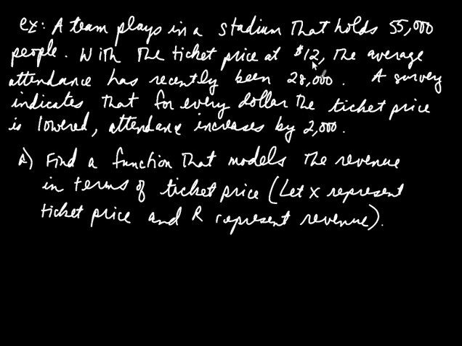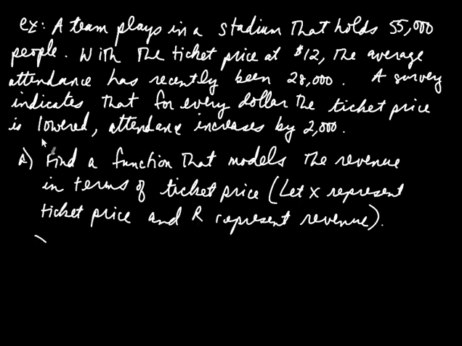Okay, so if you drop the ticket price down to $11, for example, the attendance is going to go up by 2,000 to 30,000. And if you make the ticket price $10, it's going to go up by 4,000. That's what this is telling us. Okay, we want to find a function that models the revenue in terms of ticket price. And we're going to let x equal the ticket price and r represent the revenue.